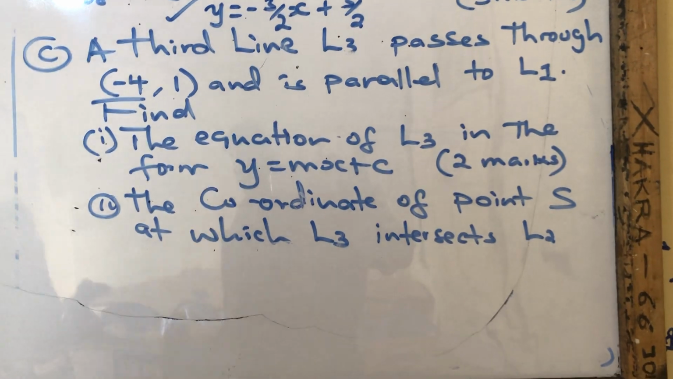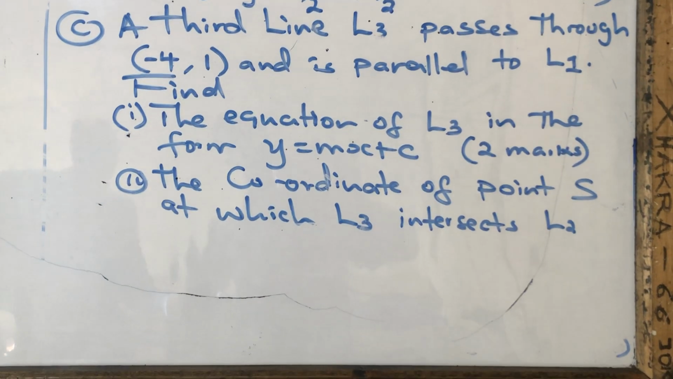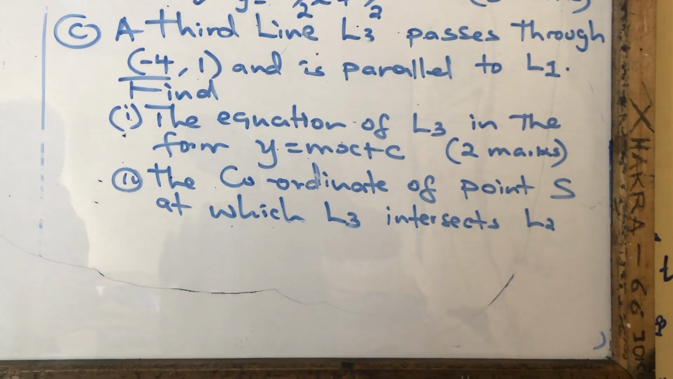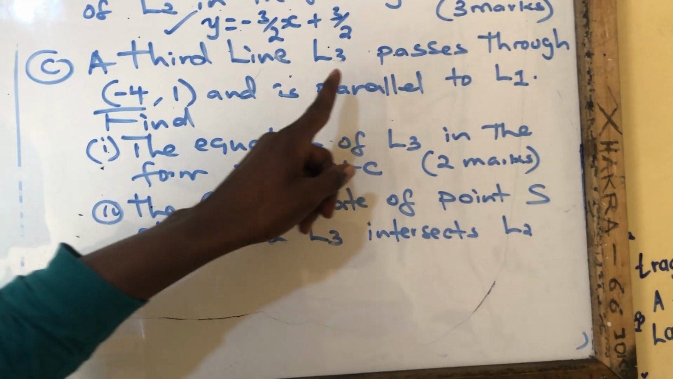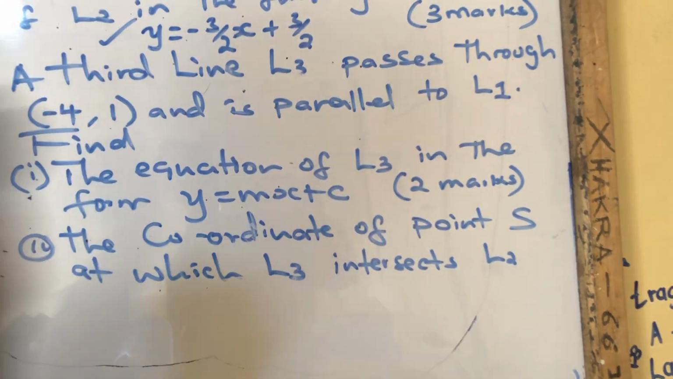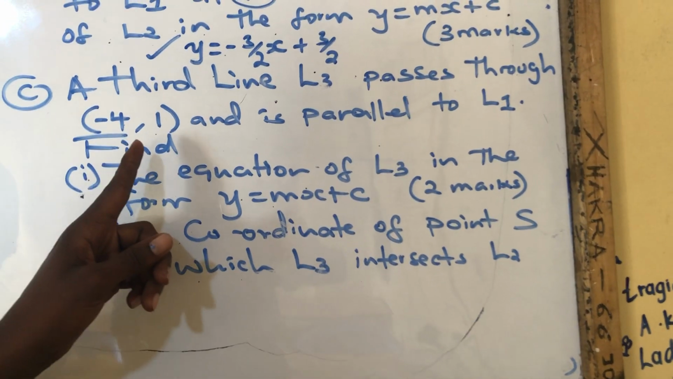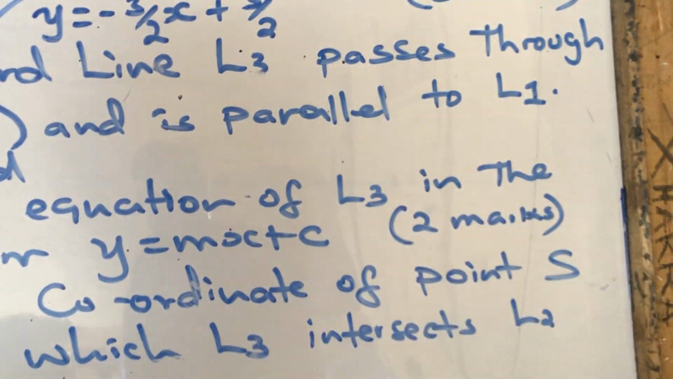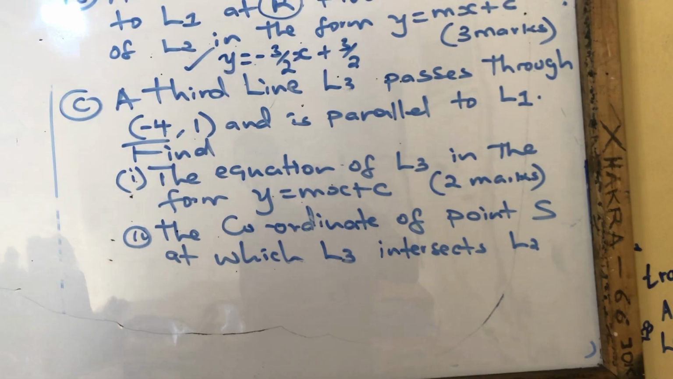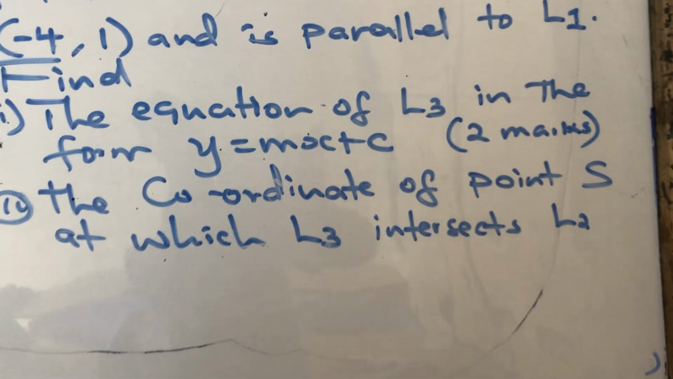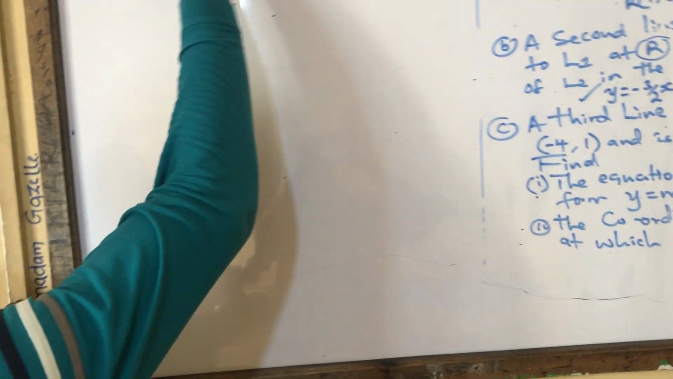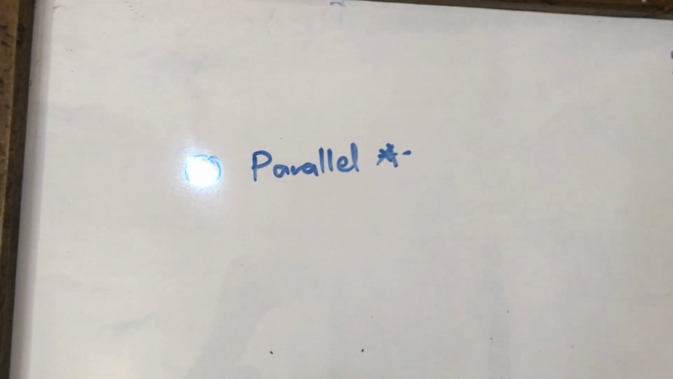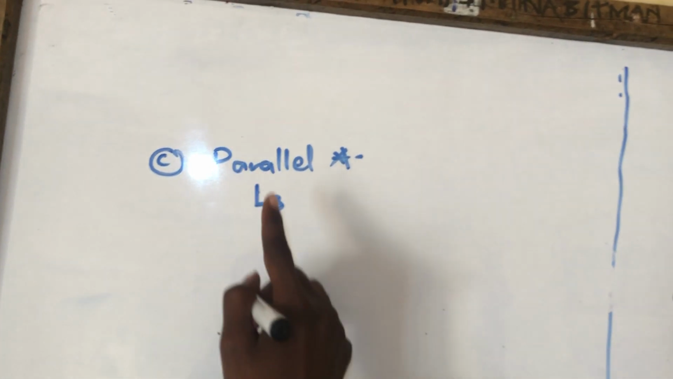In part C, we are being told that a third line L3 passes through negative 4, 1 and is parallel to line L1. We are required to find the equation of L3. Please take note, the lines are parallel to each other. The two lines are parallel. So L3 is parallel to L1.